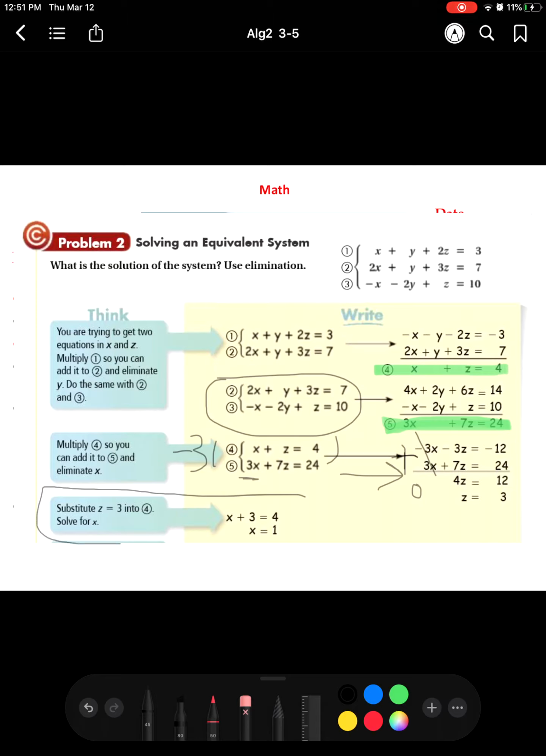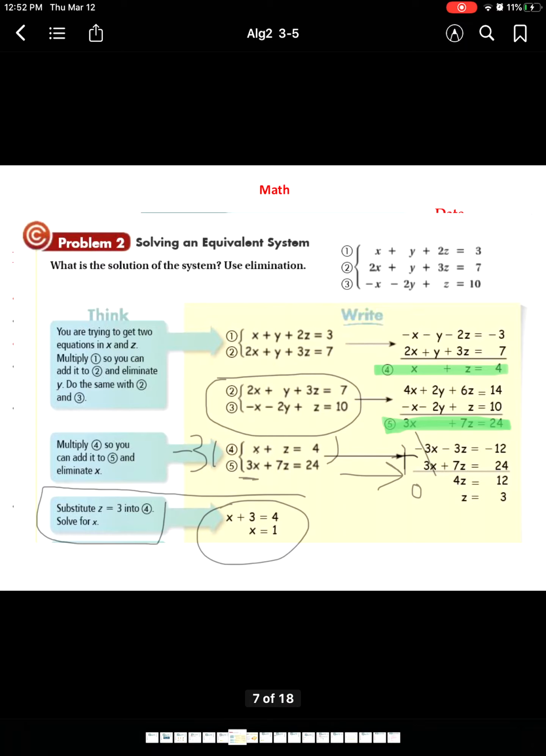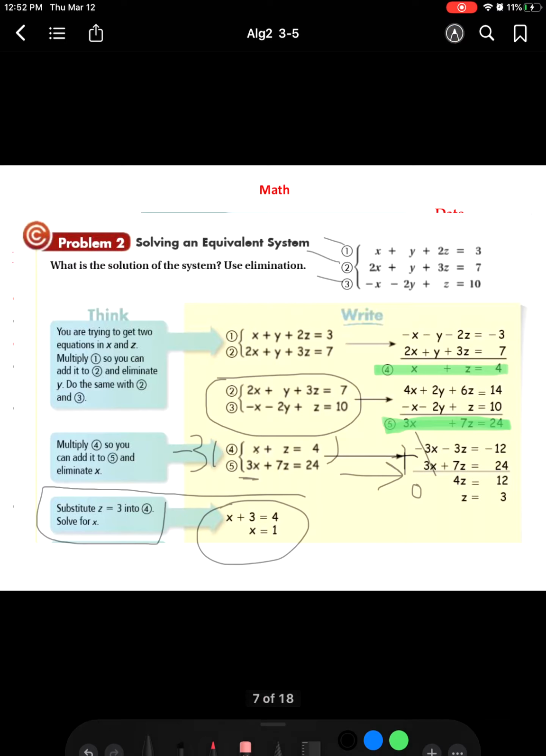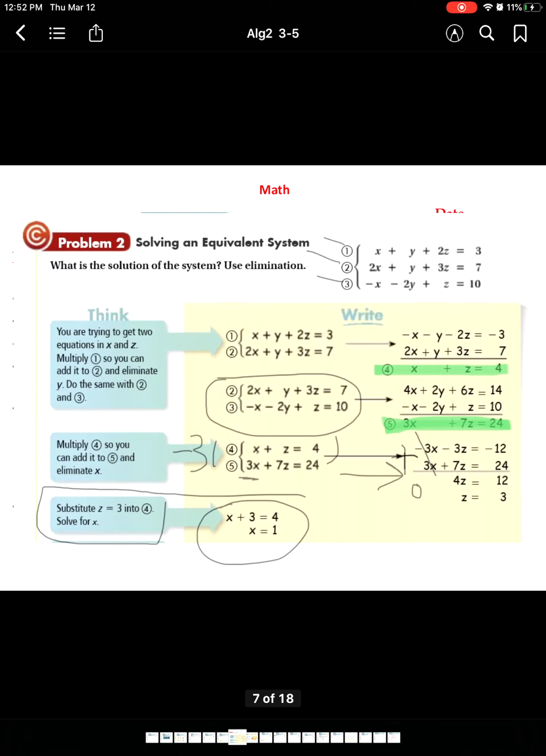Then the last step, we substituted the z value, which is 3, in one of those equations, which is number 4, okay? And we found the value of x to be 1. After finding the x and the z, this is the most important part in the question, and we can easily take any of the equations 1, 2 or 3 to find the value of y, according to which is the easiest one for you to substitute.